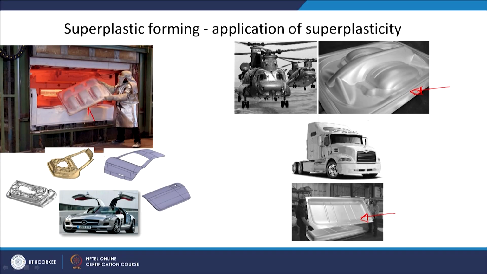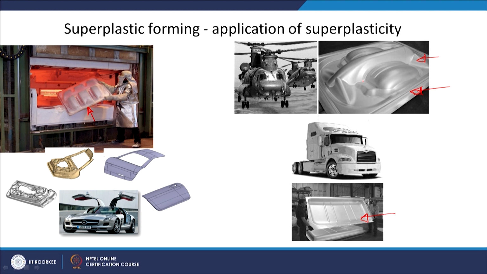These products are made by just applying gas pressure, and whatever the die shape is, the material takes that shape. This is one component taken out from a furnace. You keep it in the furnace, apply the gas pressure, and whatever the die shape is on the other side, you get the shape of that die. So you can form very complex shapes, as you can see here, very complex geometry, and this can be made in one go, in only one cycle.